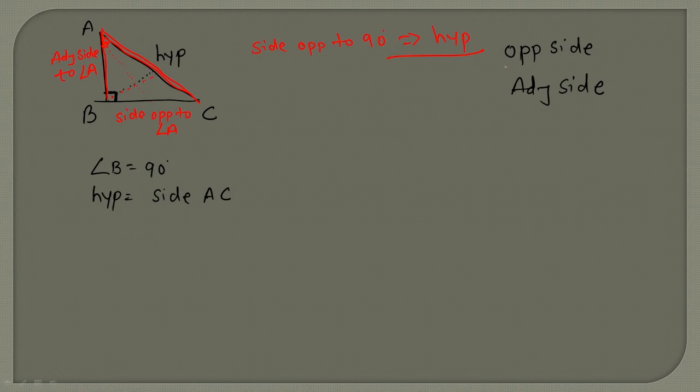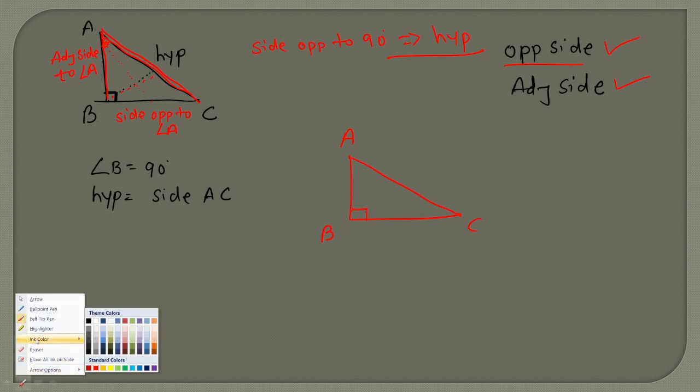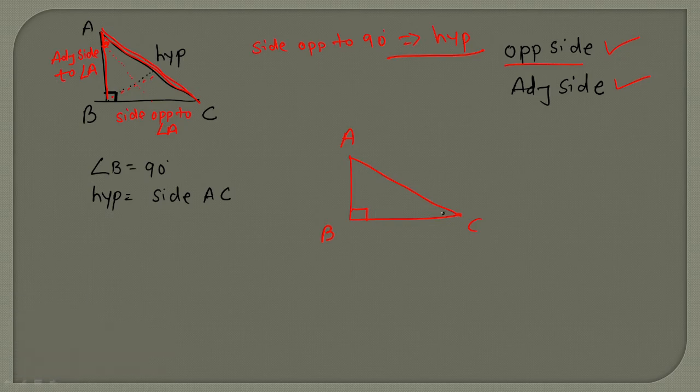So I hope you got the idea for the opposite and adjacent side. Now if I make another triangle, let's name it ABC again, and B is 90 degrees. Now, for angle C, tell me the opposite side and the adjacent side.